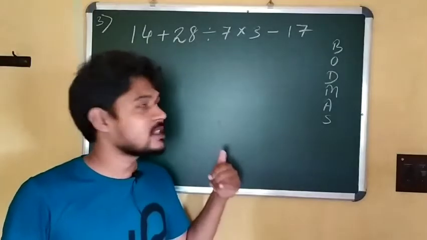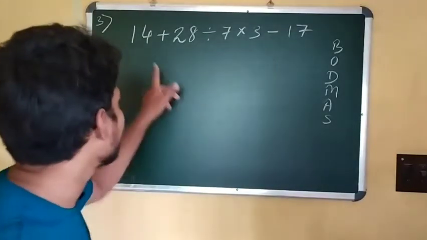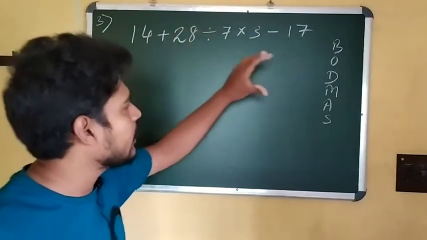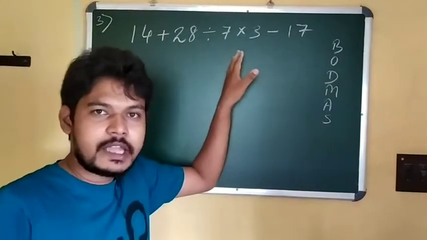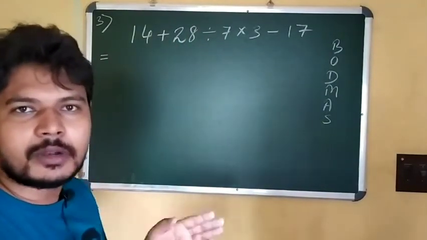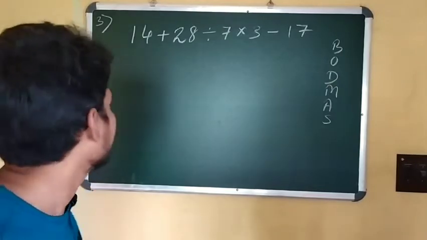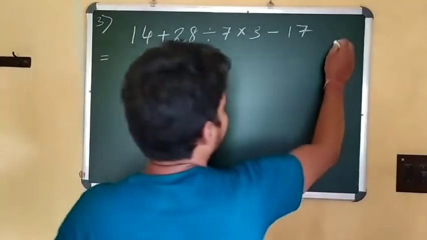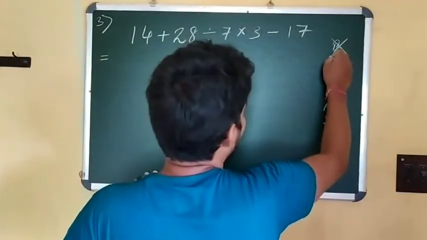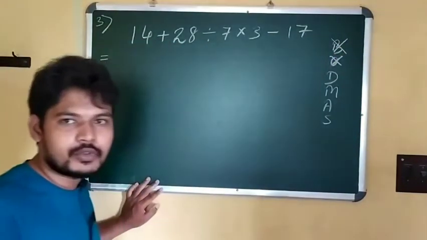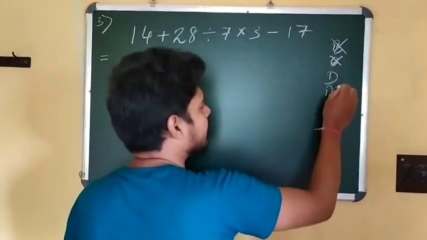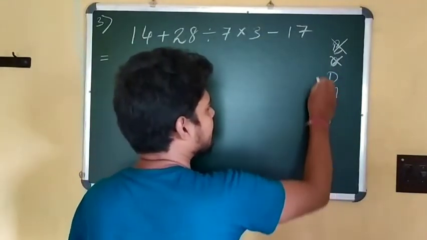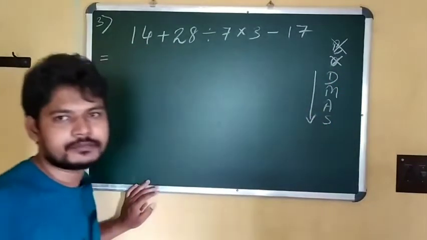Now students, let's see this example. That is one of the numerical expressions. So we have to apply the BODMAS rule here, and let's see how to solve this numerical expression. So you have to follow the BODMAS rule. You can see that brackets and of are not present here, so we only have to follow division, multiplication, addition and subtraction in this order.